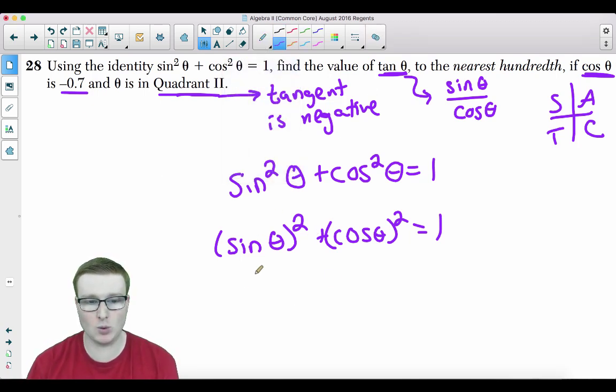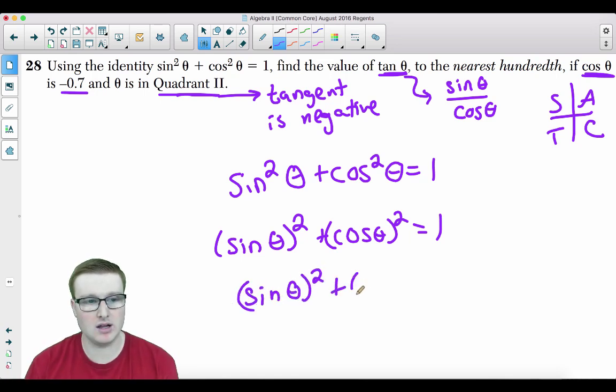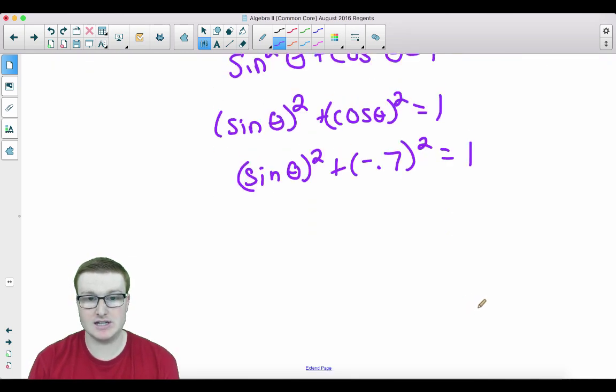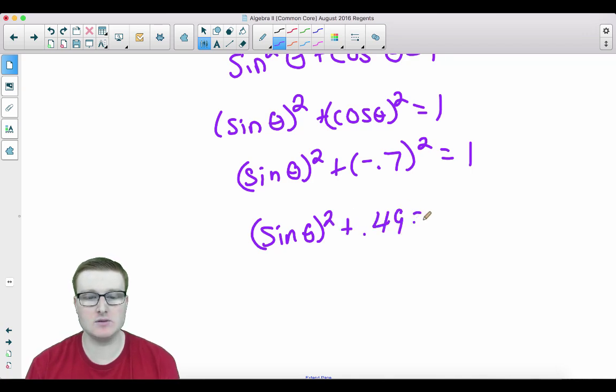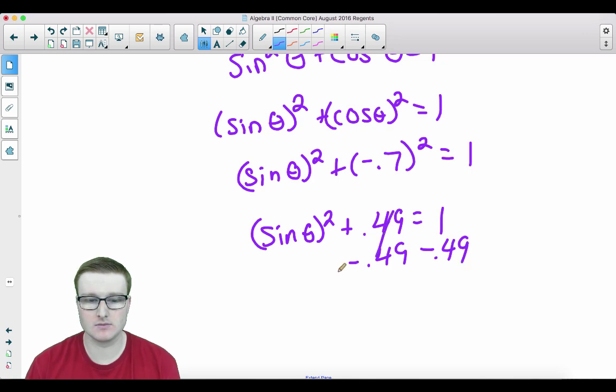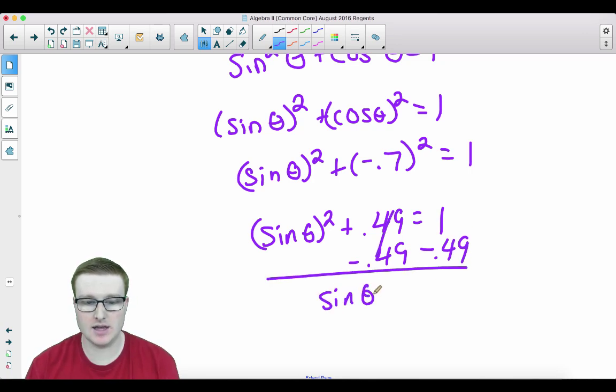Cosine of theta is negative 0.7. Plug it in. So we have sine theta quantity squared plus negative 0.7 quantity squared equals 1. So now let's continue to solve. Negative 0.7 squared is 0.49. So we have sine theta squared plus 0.49 equals 1. Subtract the 0.49 on both sides. So we have sine theta quantity squared equals 0.51.